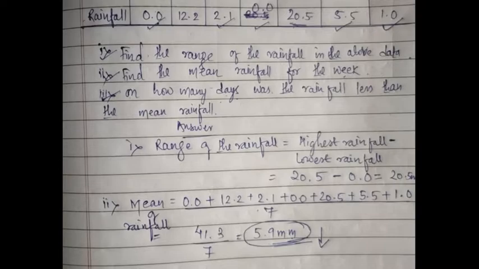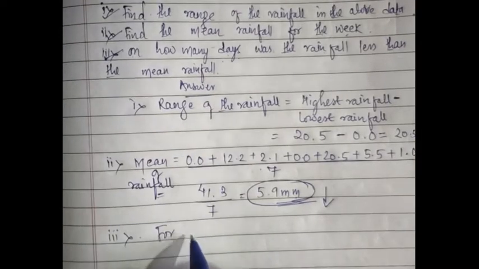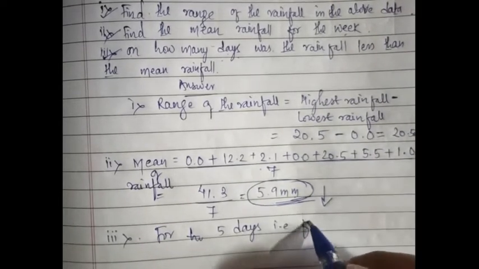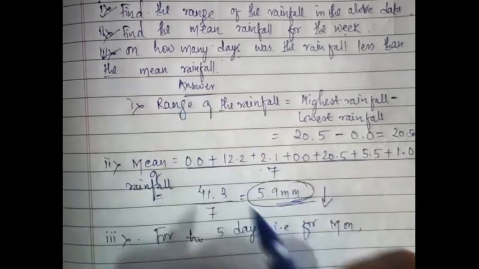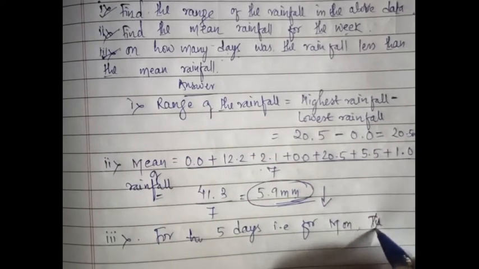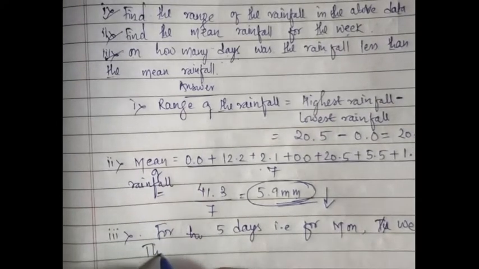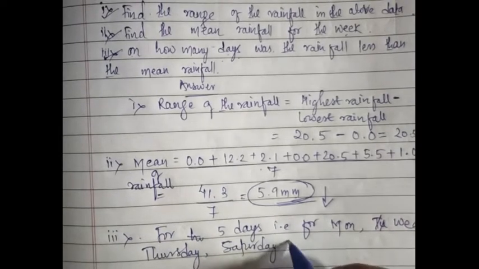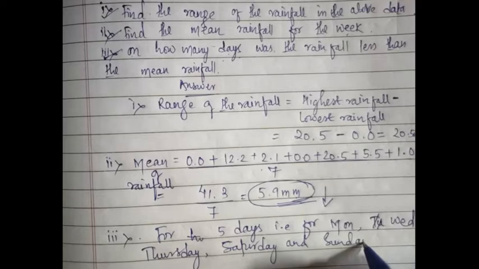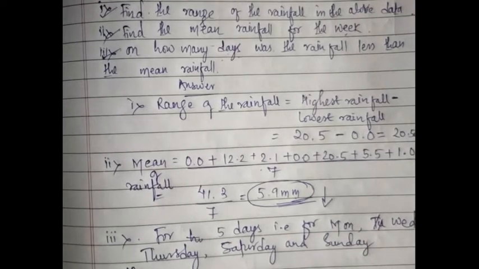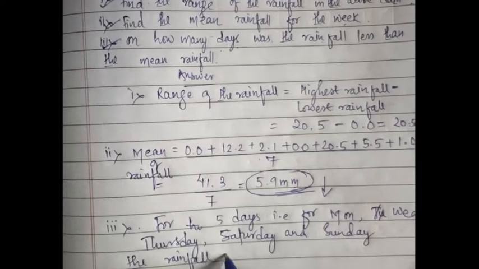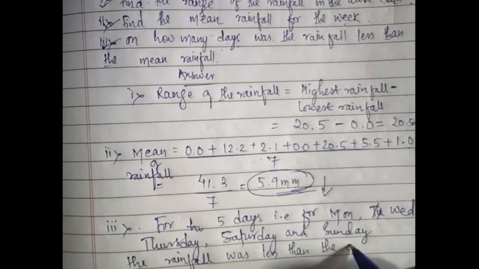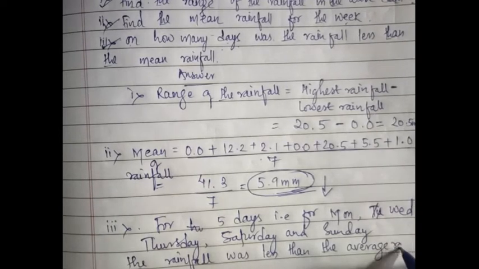So we can write here, for how many days? For 5 days. That is for Monday, yes, Tuesday, sorry, not Tuesday, it is Wednesday, then Thursday, Saturday, and Sunday. The rainfall was less than the average rainfall.